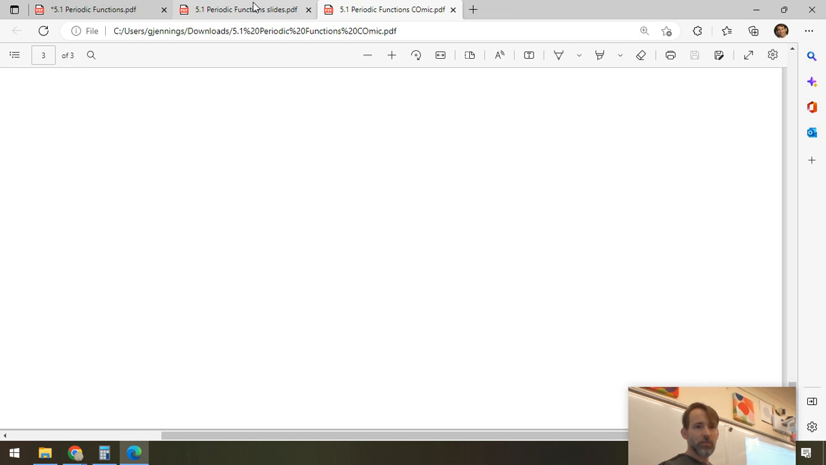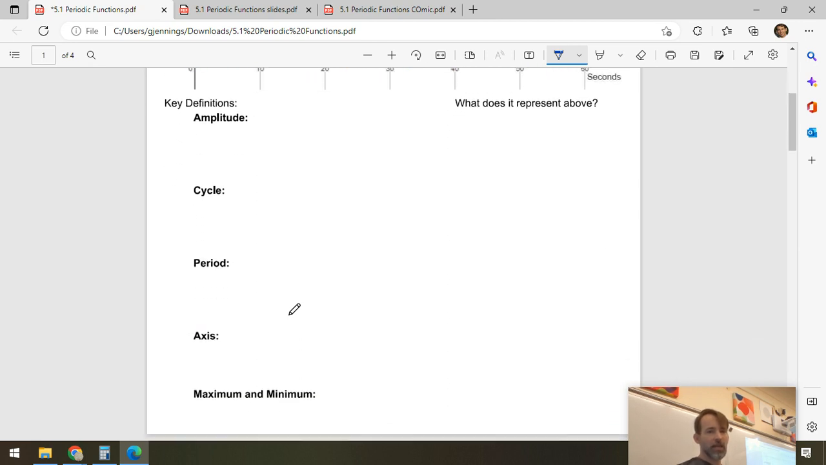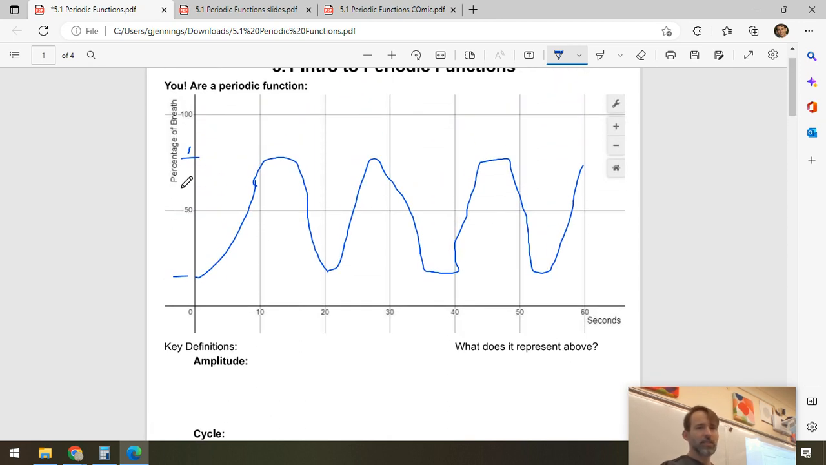So let's go back to this example here and talk about what those definitions represent in the example above. First of all, is this an example of a periodic function? Kind of. Sure. Yeah, sure. Yeah. And why? What's the definition of a periodic function?